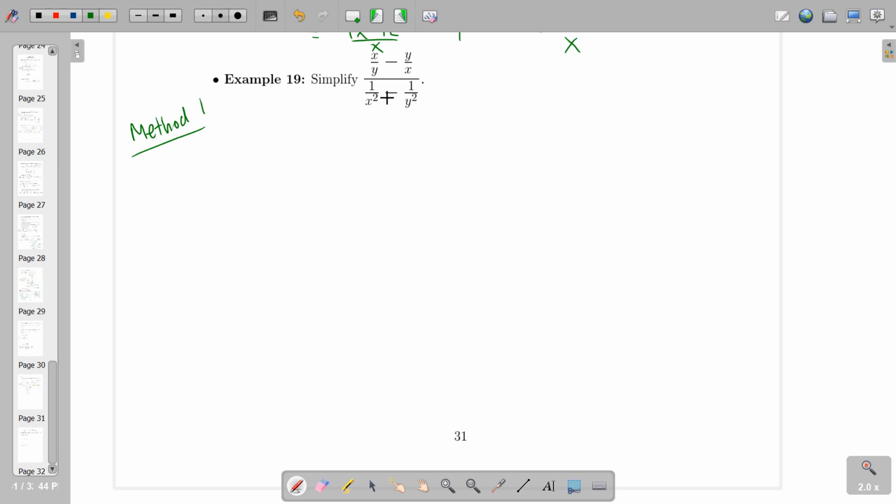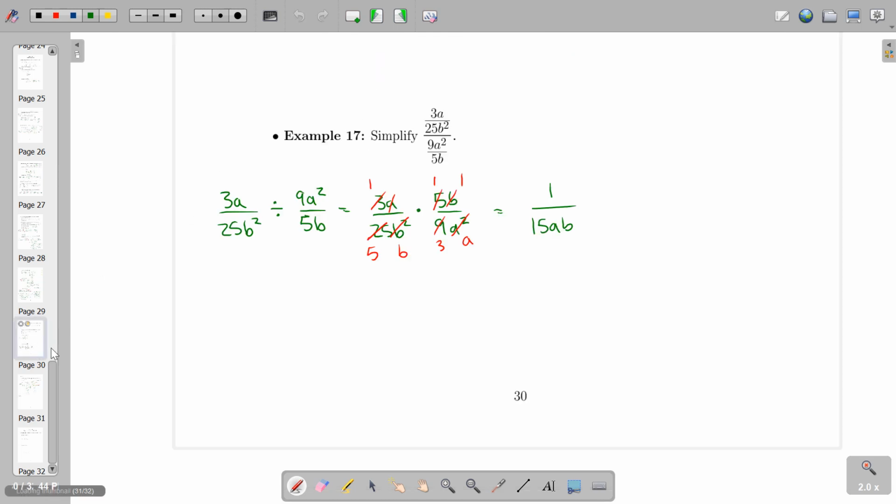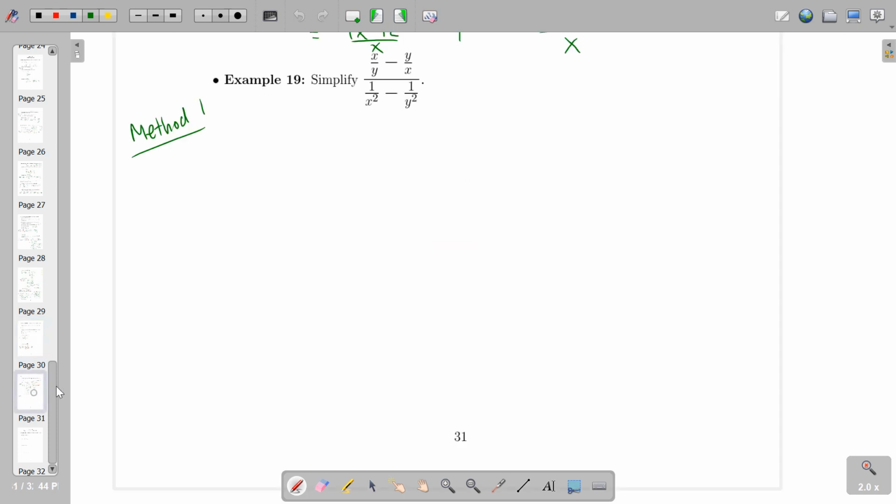Method one, in this instance, we got a little more work to do, okay? And here's why. In order to be able to take the top fraction divided by the bottom fraction, I have to have the top and bottom being just one single fraction. So with method one, I can't really make any progress until I get the fractions on top together and the fractions on bottom together.